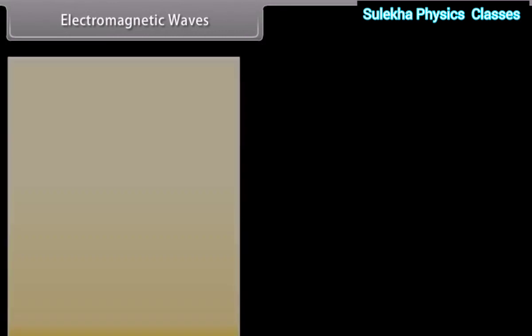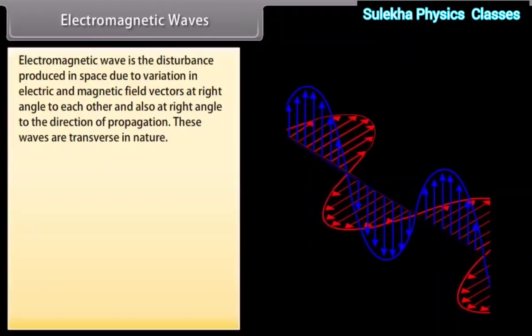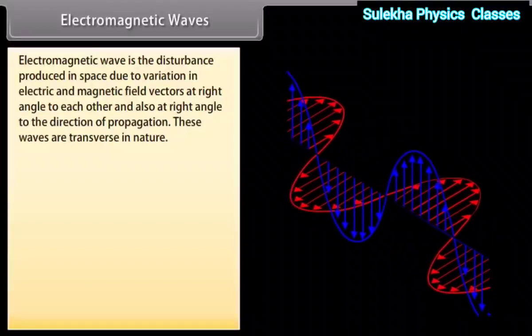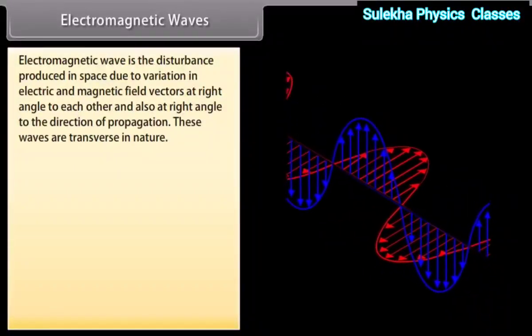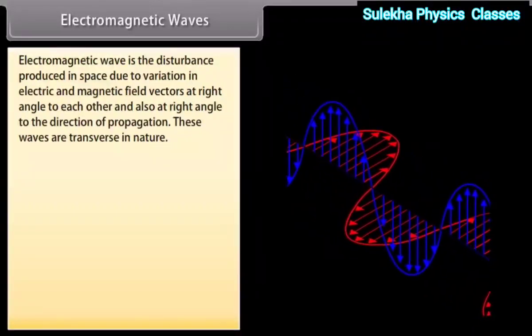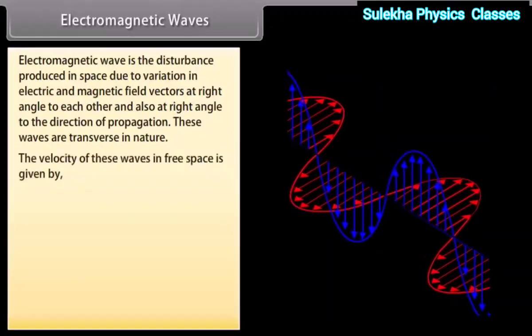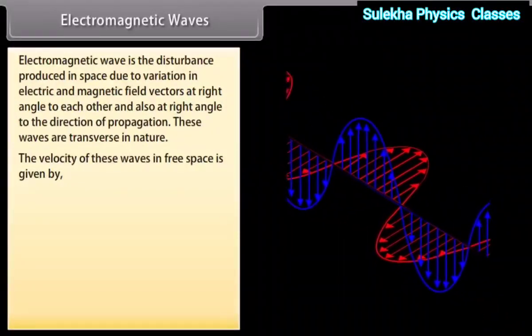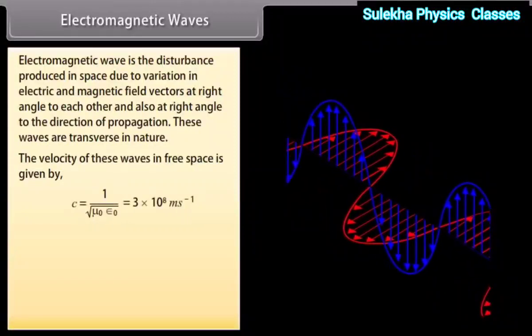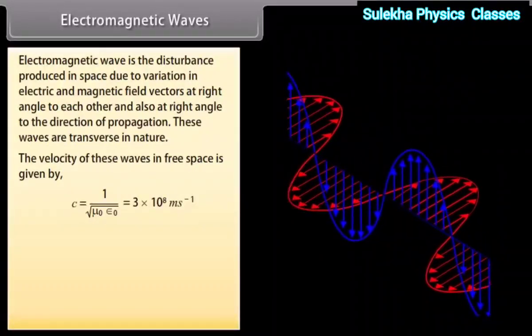Electromagnetic waves. An electromagnetic wave is the disturbance produced in space due to variation in electric and magnetic field vectors at right angles to each other and also at right angles to the direction of propagation. These waves are transverse in nature. The velocity of these waves in free space is equal to the velocity of light, which is equal to 3 times 10 raised to the power 8 meters per second.